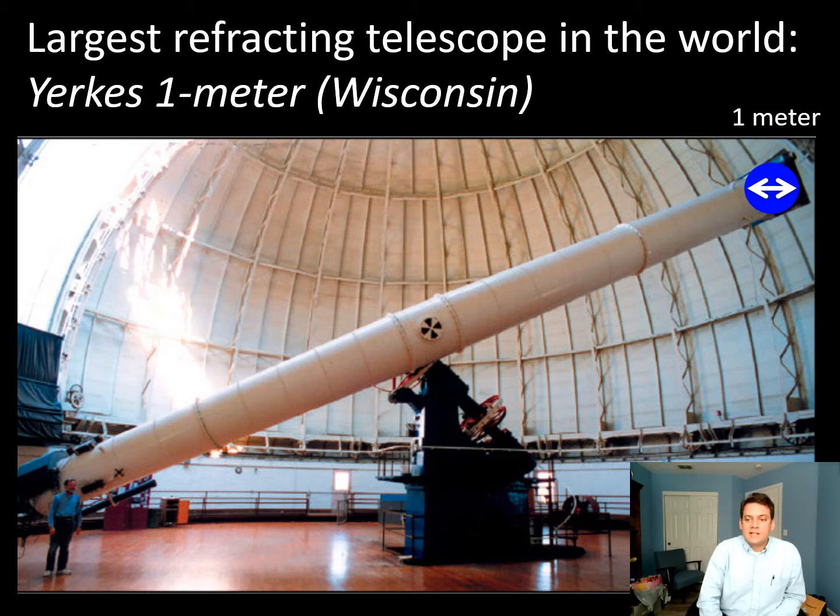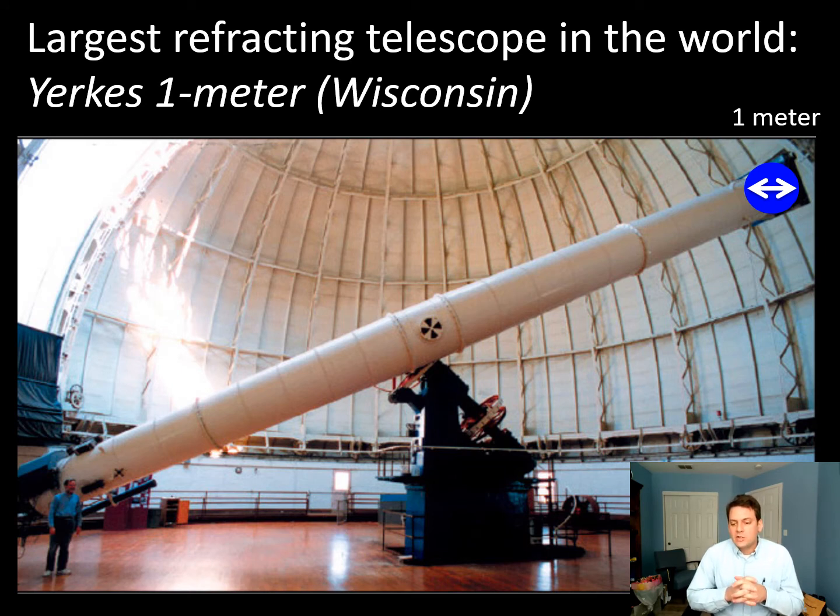So refracting telescopes are what started off the astronomical explosion back in the 17th century, and they've served us well. The largest refracting telescope in the world is the Yerkes 1 meter telescope. Happens to be in Wisconsin. And when we say 1 meter, what we mean is that is the diameter, that's the aperture, the diameter of the lens. So a meter is 39.37 inches, just a little bit over a yard.